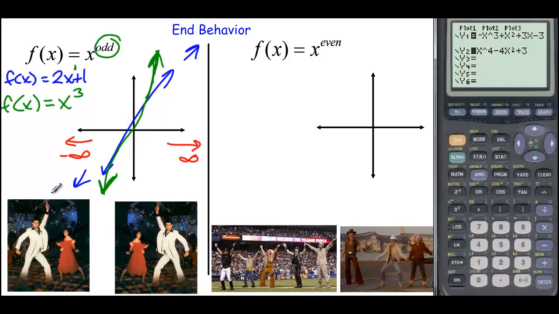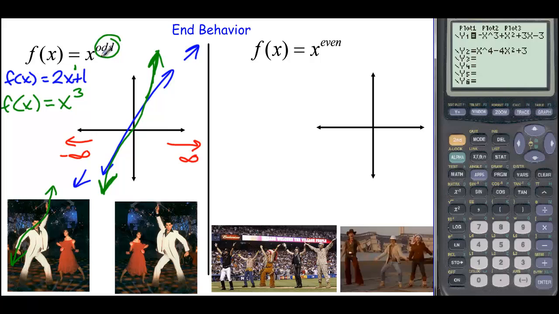Notice John Travolta's position in his dance move. We can see the hands going in opposite directions. So we like to refer to polynomials with an odd degree as going in opposite directions like John Travolta.